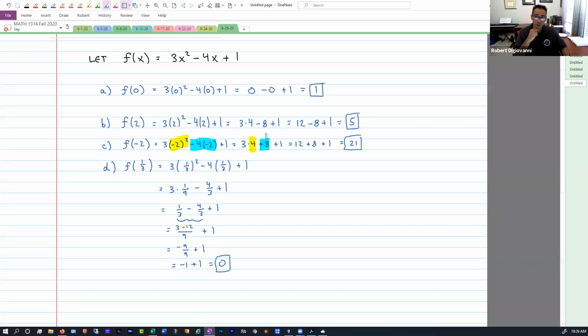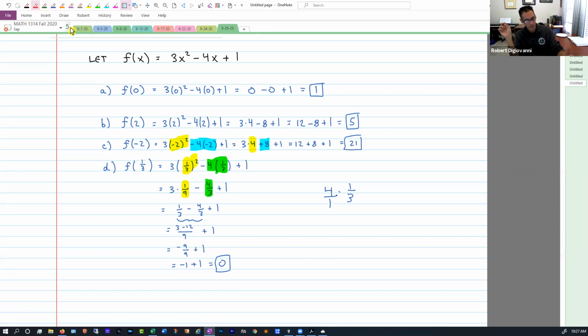And then the one with the fraction, that one I think probably caused some issues. Are there any questions on how I got from 1/3 squared to 1/9? Any questions on that? It's just 1/3 times 1/3. How about getting from the 4 times 1/3 to 4/3? Any questions on that? No, we're okay. That's just 4 times 1/3. I just write that as 4/1. Just multiply straight across.